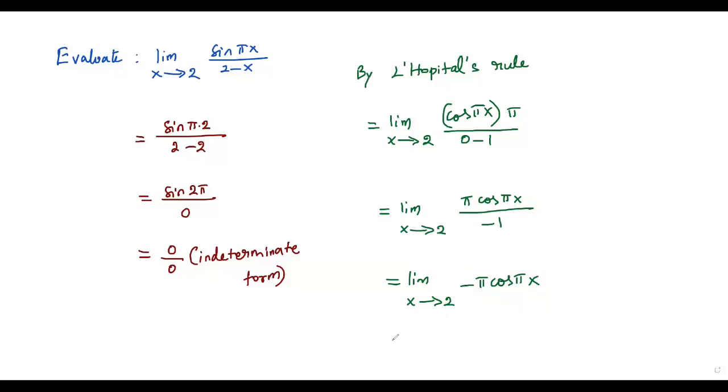So when I do so, I'll be getting negative pi times cosine of pi times 2, which can be written as cosine 2 pi. We know that the value of cosine 2 pi is just 1. So negative pi times 1 will be negative pi. So the evaluation of the given limit is negative pi.